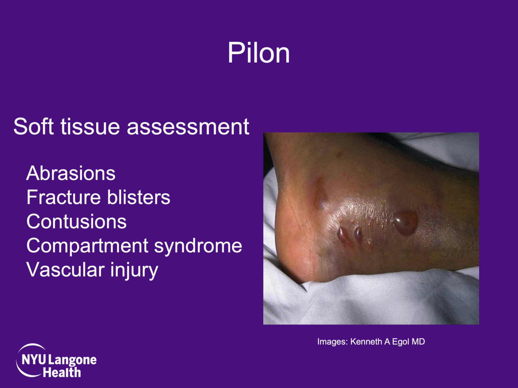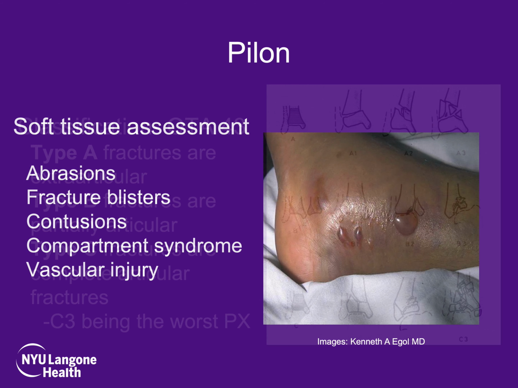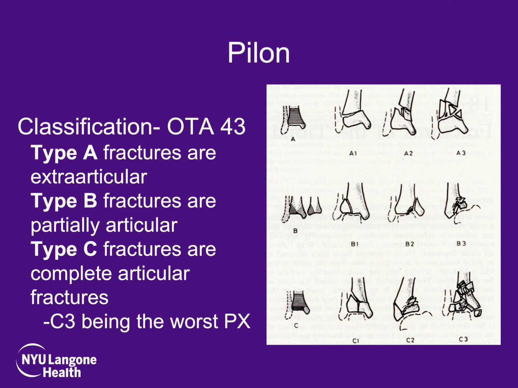Pilon fractures are notoriously associated with poor soft tissue. An assessment of the soft tissue includes looking for abrasions, fracture blisters, contusions, compartment syndrome, and vascular injury. The classification is that of the OTA, the 43. Type A's are the extra-articular fractures, Type B's are the partial articular fractures, and the Type C's are the complete articular fractures, with the C3 being the worst prognosis.